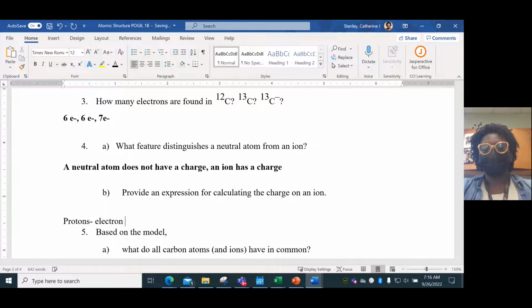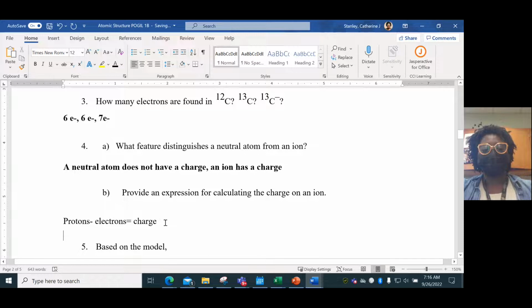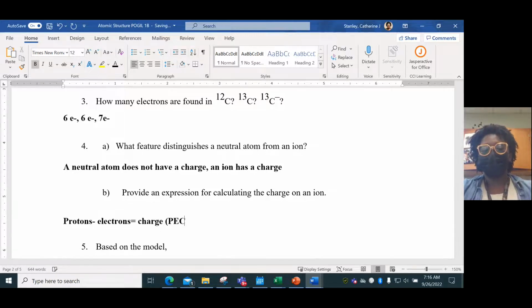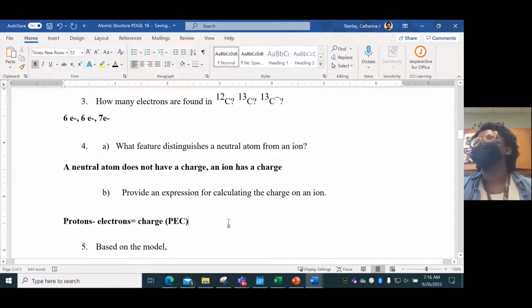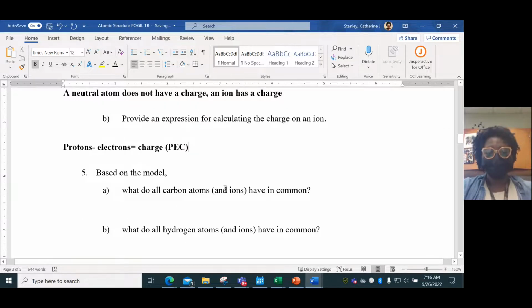Minus electrons equals the charge. Beautiful job. That is exactly right. And it spells PEC. If you need help remembering it, it's PEC. PEC, protons minus electrons equals the charge.